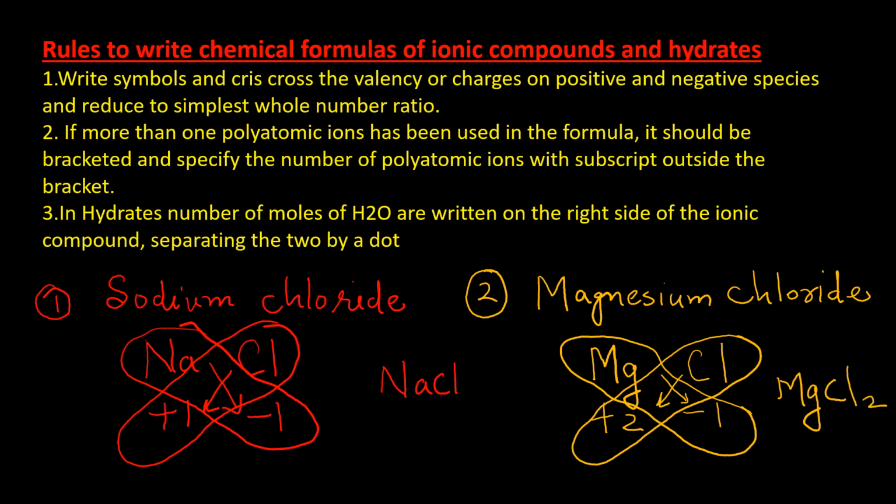So first thing is write the symbols, crisscross the valency or the charges. So first rule we have followed very carefully, and second, reduce to the simplest whole number ratio. Always ionic compounds are supposed to be reduced to the simplest whole number ratio. Let's see how. For example, we have calcium oxide, symbols Ca and O, valency for calcium is +2, oxygen is -2.